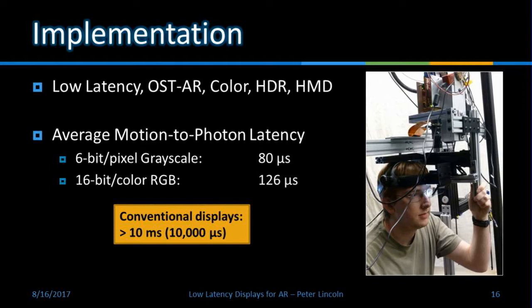And this particular display had an average motion-to-photon latency, that's when the user turns and the display updates, for a grayscale of 80 microseconds, yes, microseconds, and for 16-bit RGB HDR, 126 microseconds on average. For comparison, a normal conventional display would be on the order of 10 milliseconds or 10,000 microseconds.